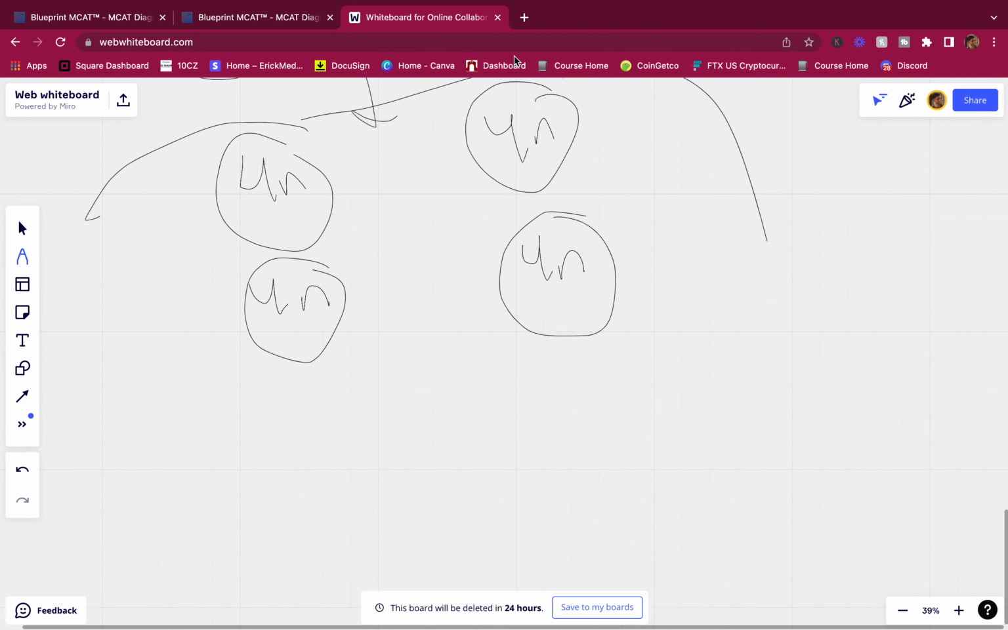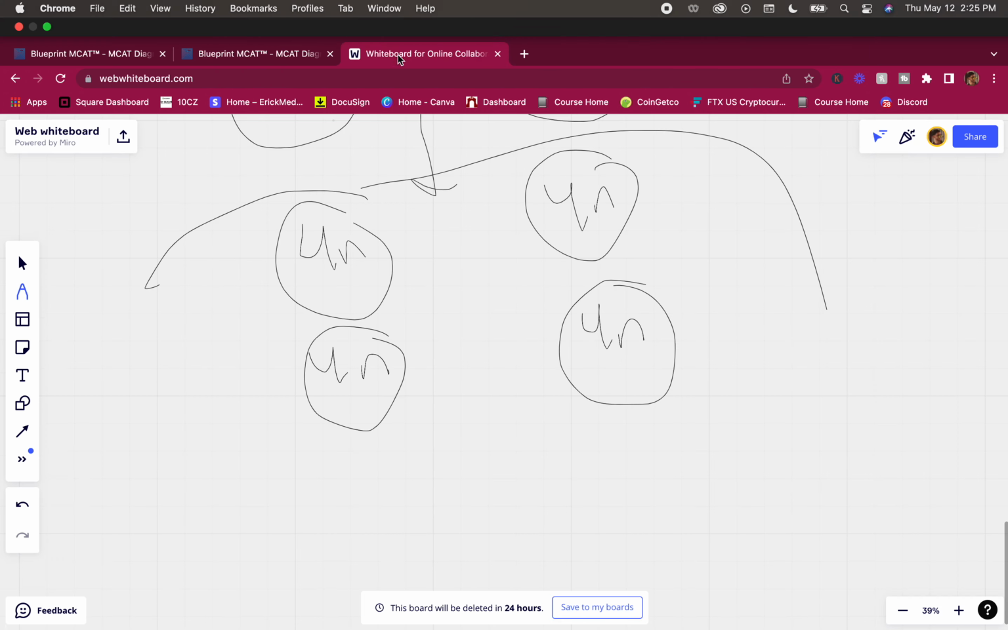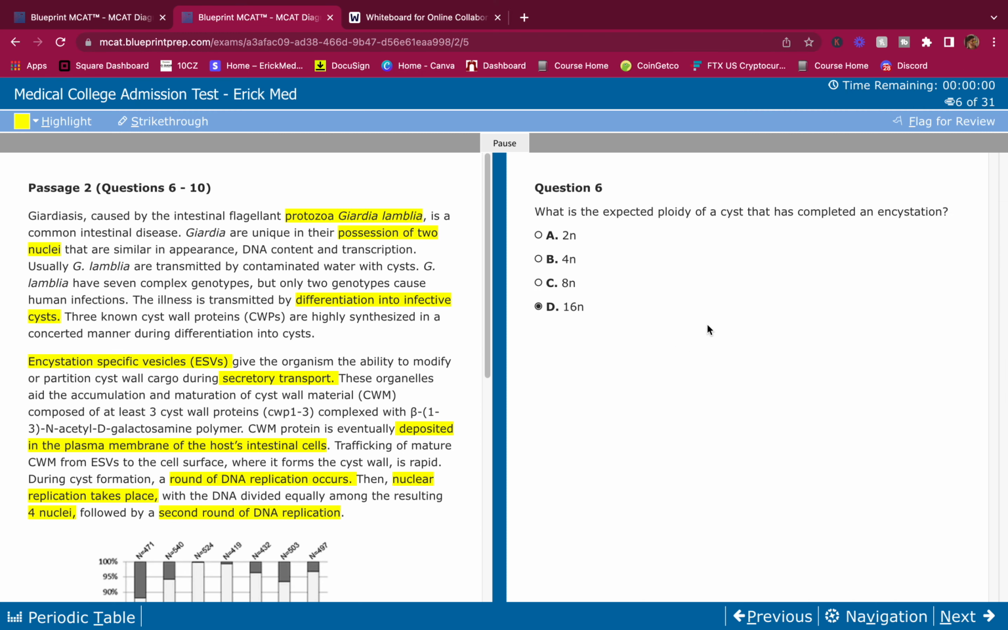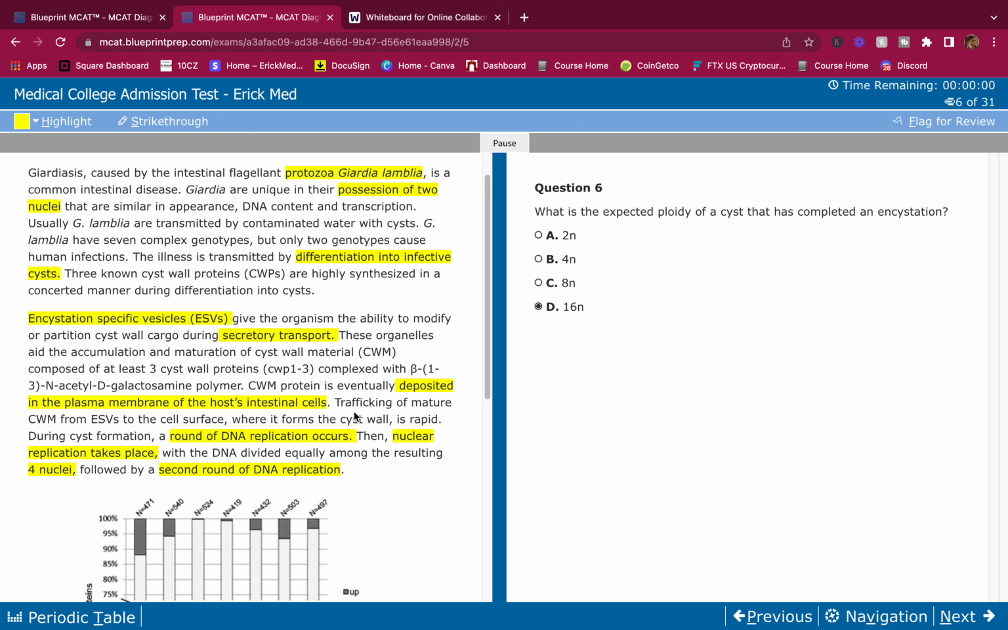So they asked what is the expected ploidy of a cyst that has completed this encystation process. So this is after everything. We have 4N, 8N, 12N, 16N in total. The answer is D, 16N. That question's a little annoying because you have to see nuclear and then DNA divided equally. That's a little annoying, but the answer is D.